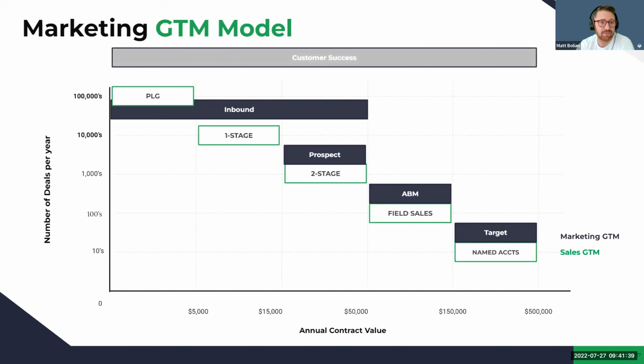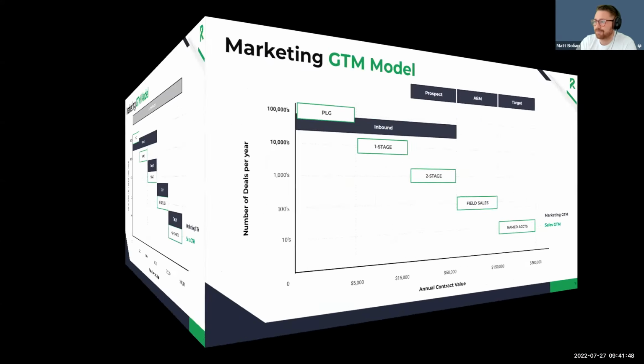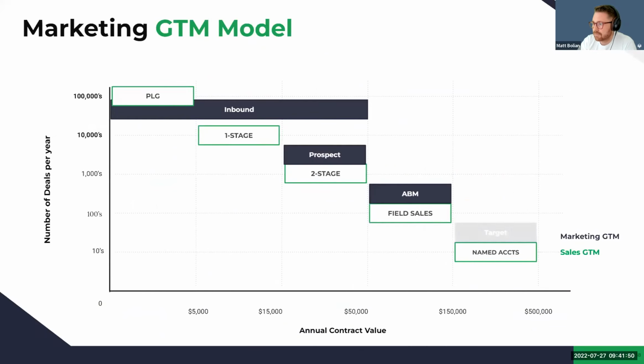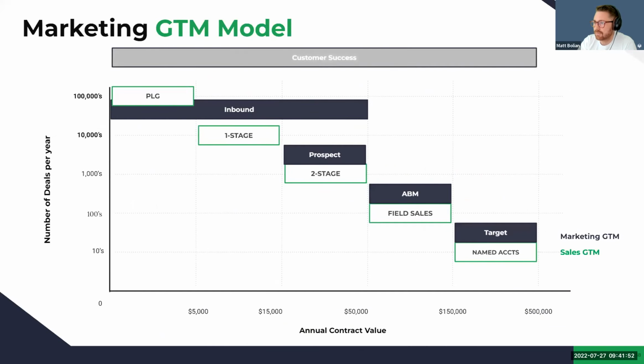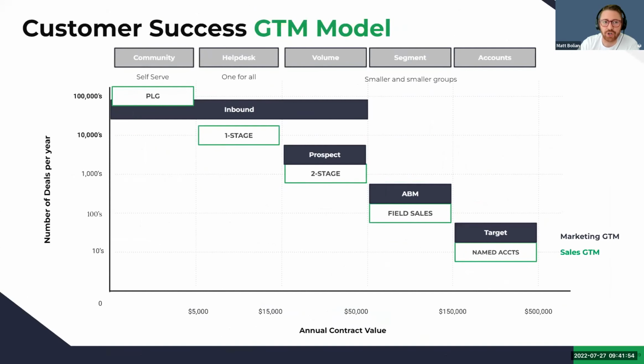Next is customer success, right? So you have to have your CS teams aligned. And how you're helping customers changes based on how they're buying. So example. That slide was redundant. I'm so sorry.